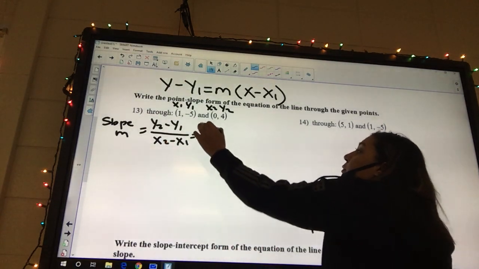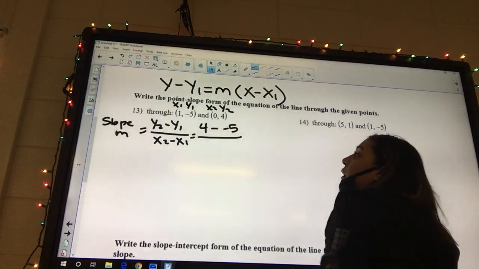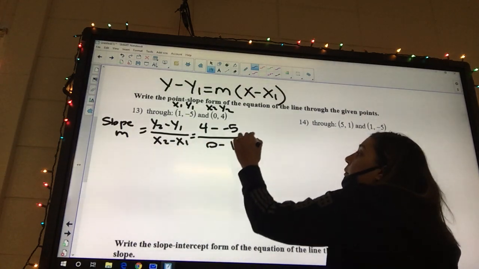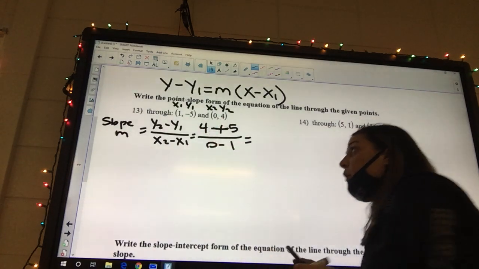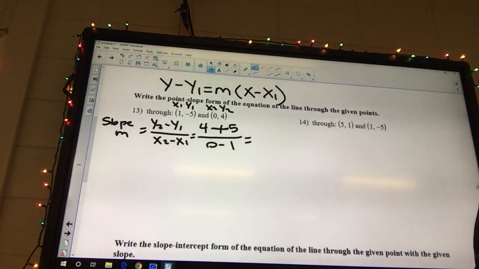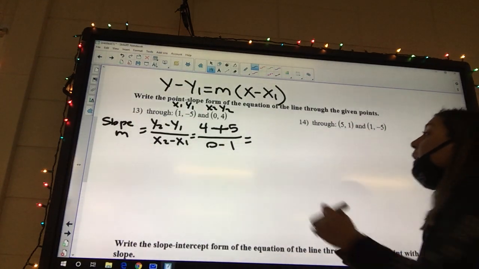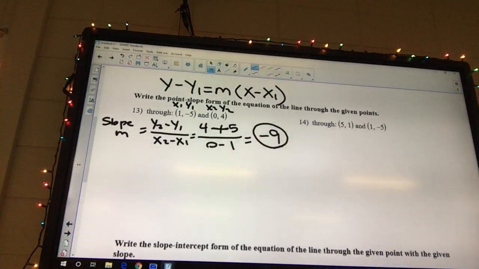Okay, well, y2 is 4 minus y1 is -5. x2 is 0 minus x1 is 1. And a minus is going to be a plus. And so we can type that in on the calculator, okay? So if you hit your fraction button, we say 4 plus 5 on the top and 0 minus 1 on the bottom. And it's going to give you -9. Okay, and so now we found our slope.